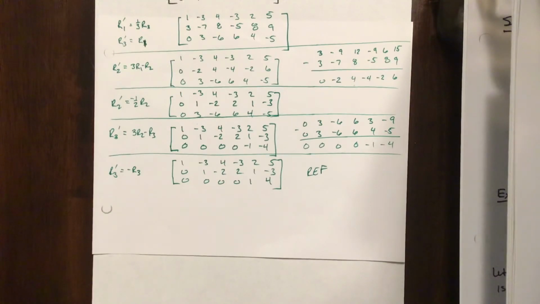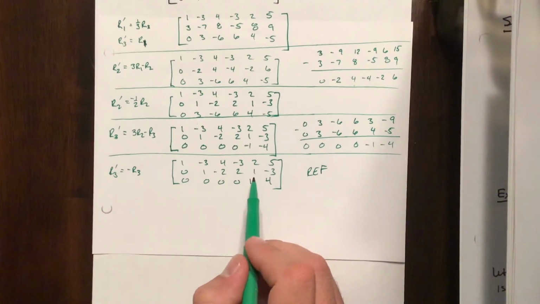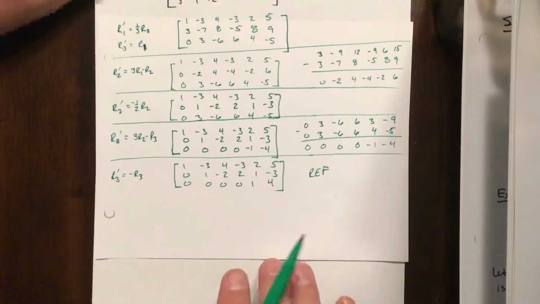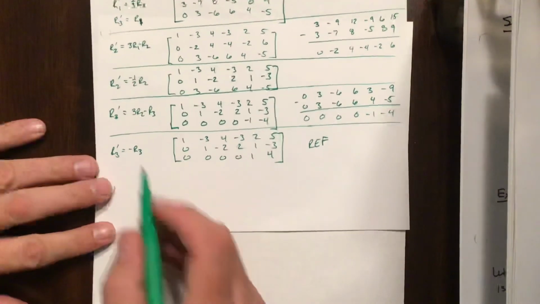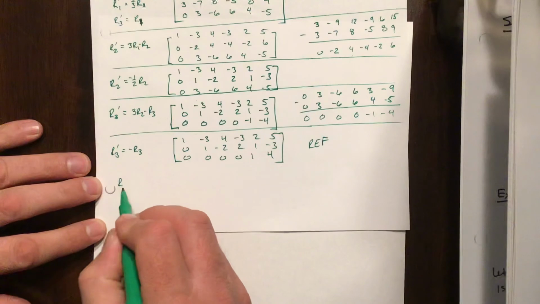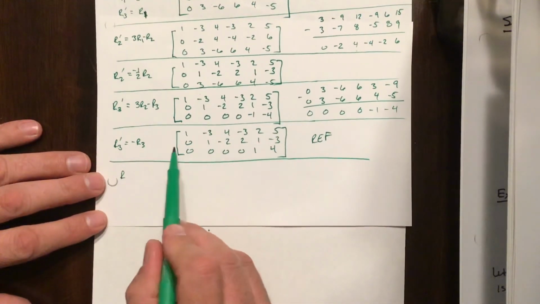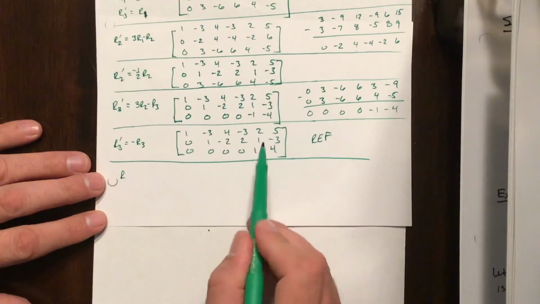So for reduced row echelon form, what we need to do is ensure that not only are the zeros below the ones, which there are, but the zeros are also above the leading ones, which they aren't. Okay, so how do we do that? Row 2.